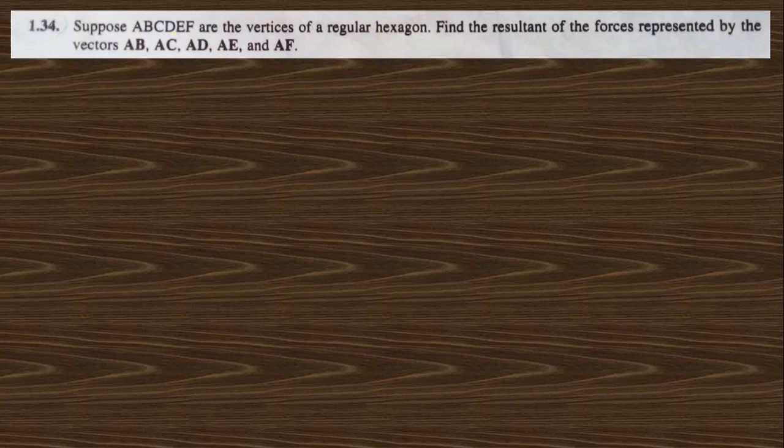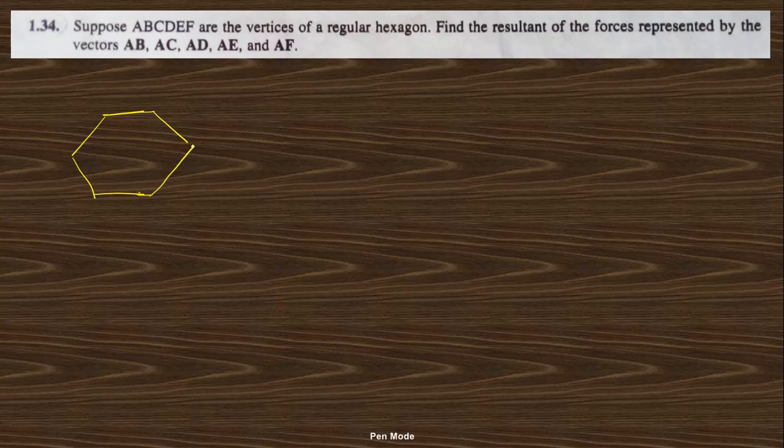Okay, so the next question says, suppose A, B, C, D, E, F are the vertices of a regular hexagon. So you draw a regular hexagon. This is a regular hexagon.